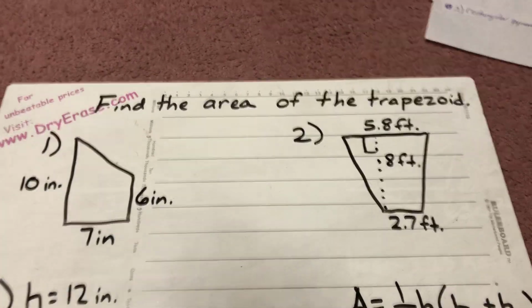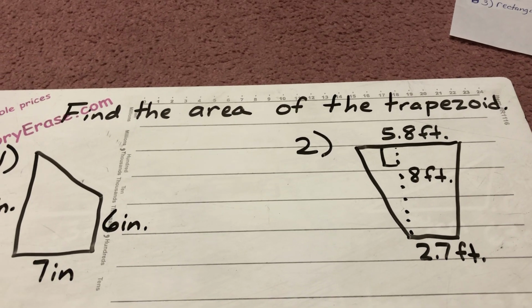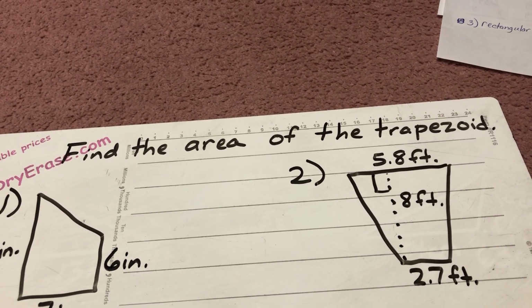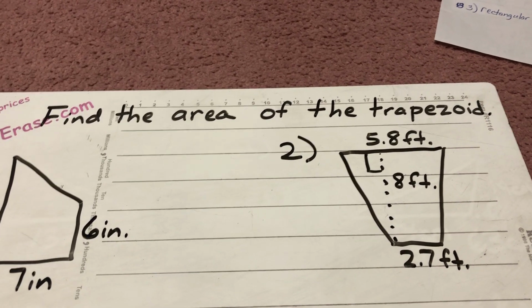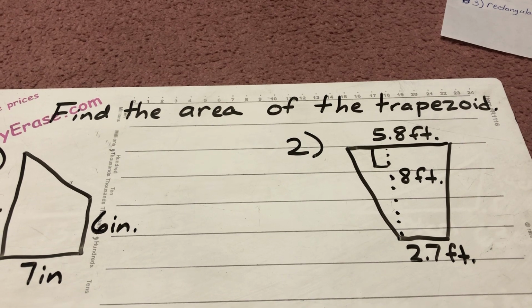All right, sixth graders. Well, we are continuing right along here in chapter 7, trying to keep up with our videos here. This is lesson 7.3, and we're going to be focusing on, first off, finding the area of the trapezoid.